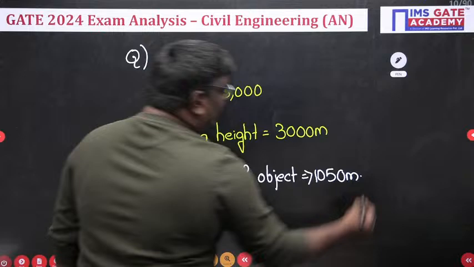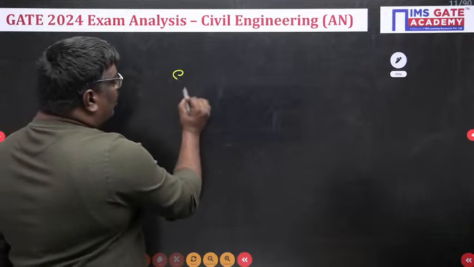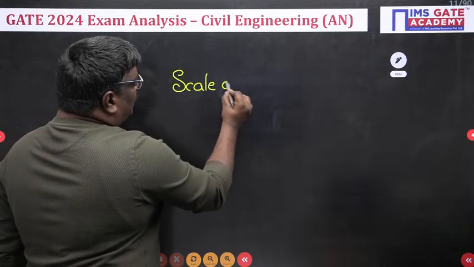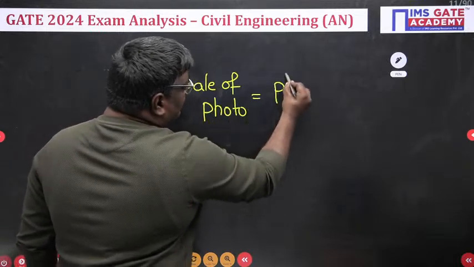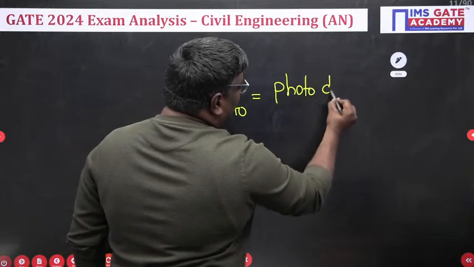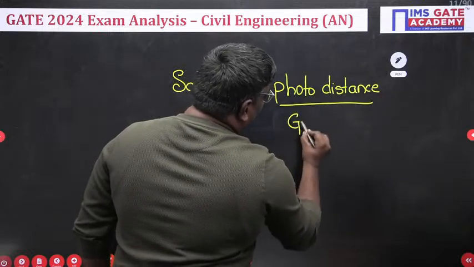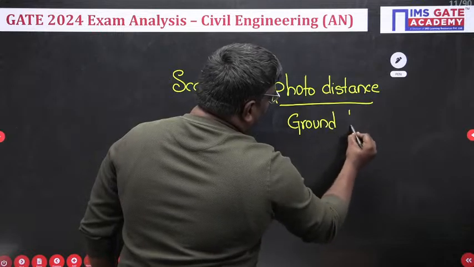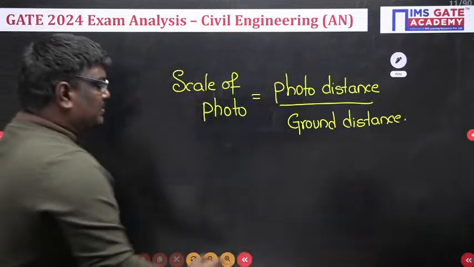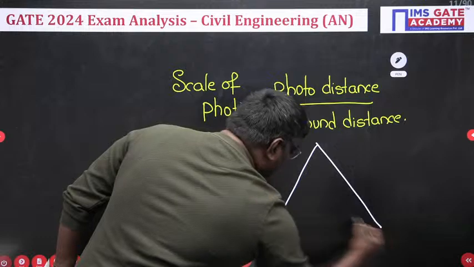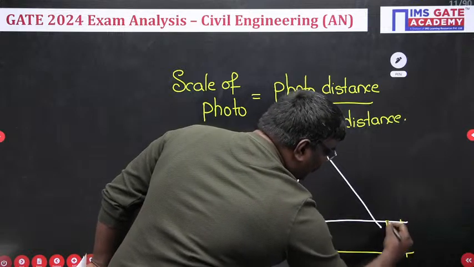So when I talk about this question, I would like to tell you what the scale is. If I talk about the scale of a photo or a map, what is the scale of a photo? It is nothing but the photo distance upon ground distance. This formula came from the similar triangle concept. I will tell you how this comes about. Suppose this is the ground, and we have an object here, on top of which you are standing.